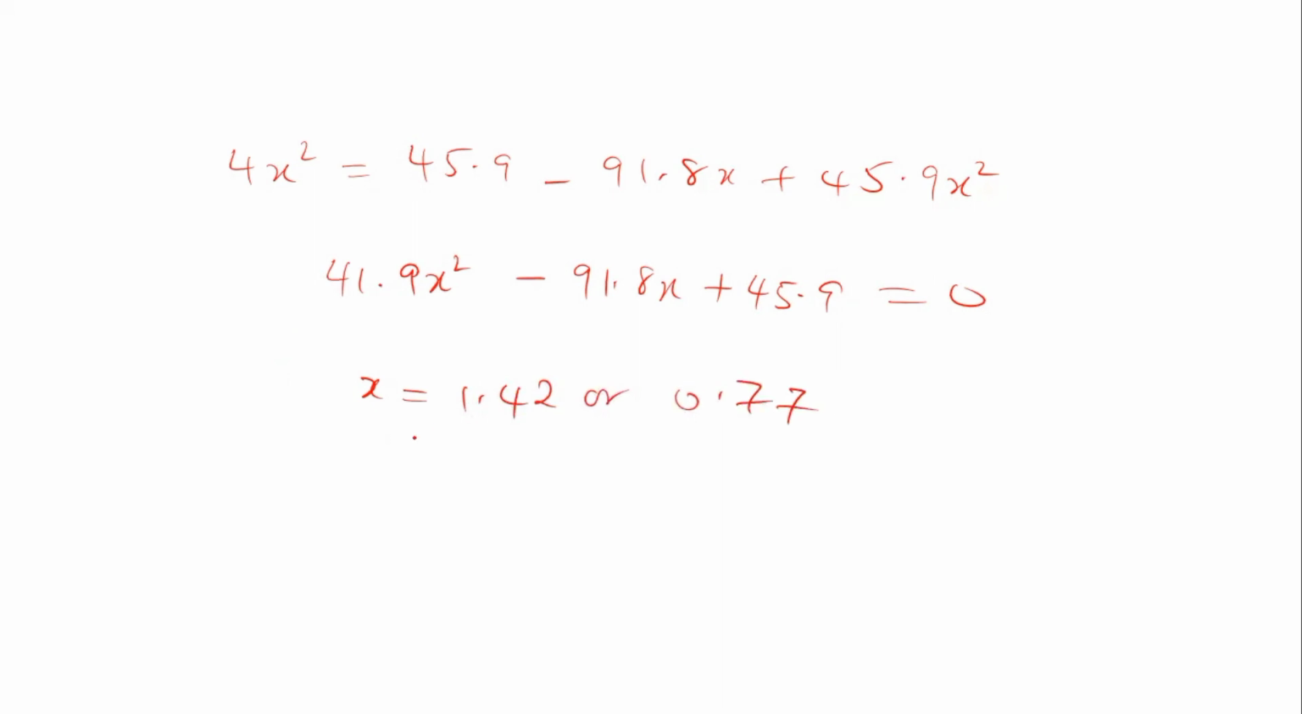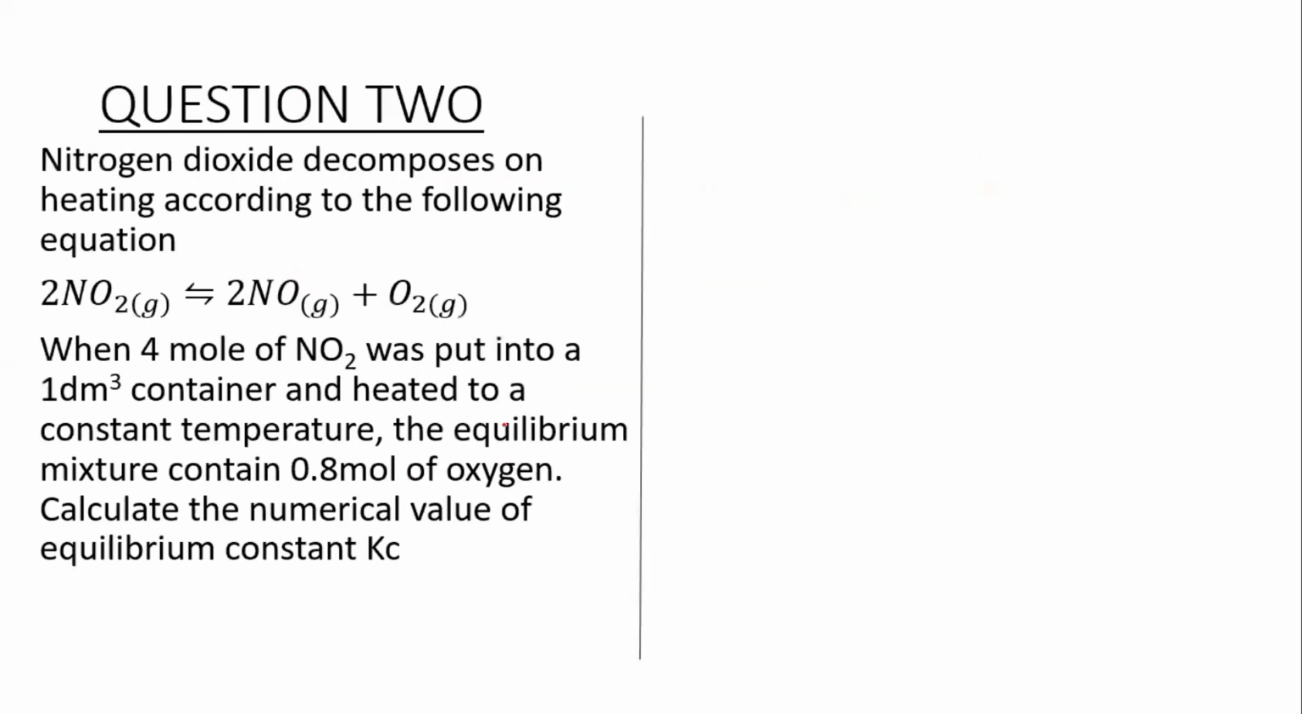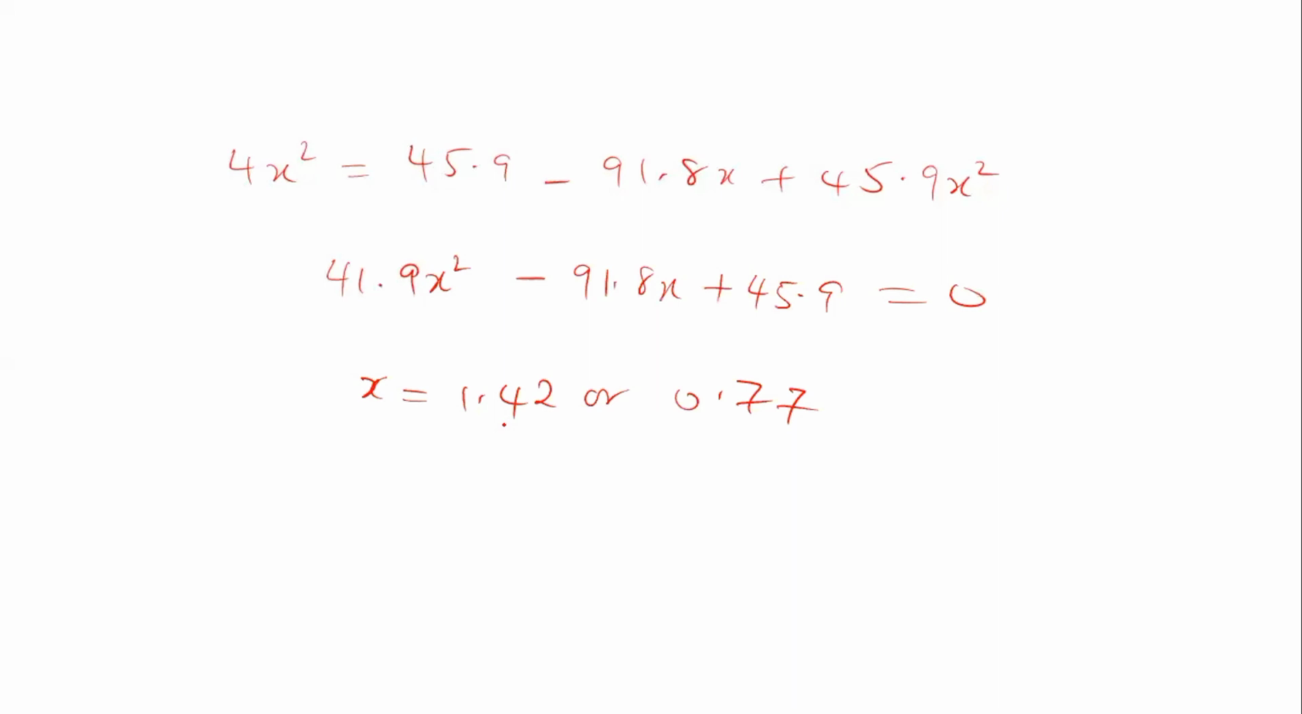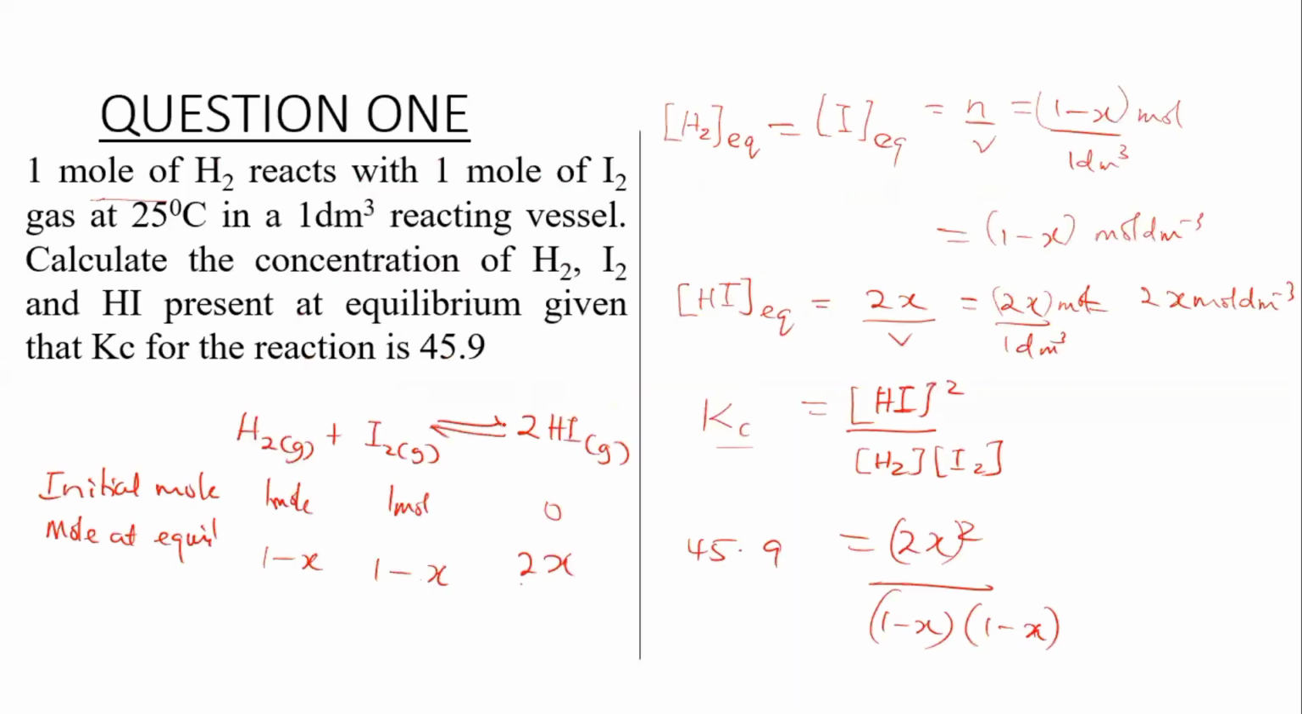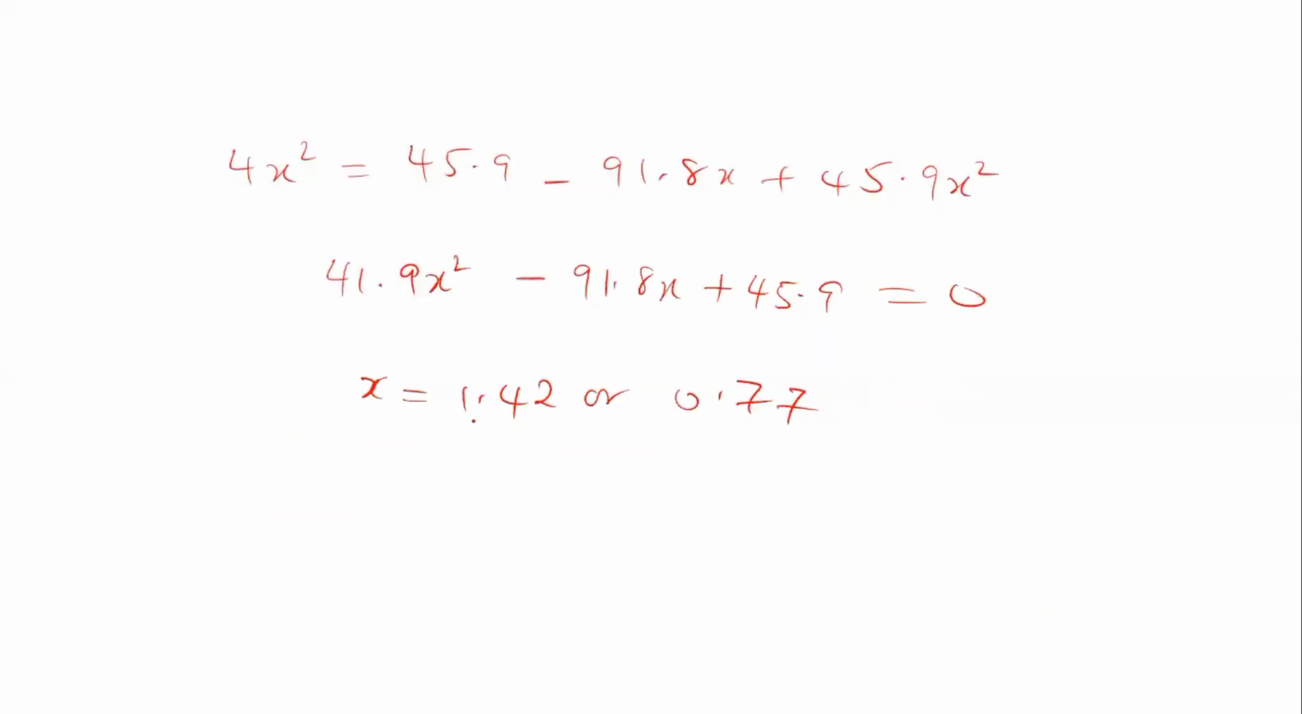Now, which of them is going to be the correct answer? Which of them are we going to pick? Now, we see that the initial mole of hydrogen gas is 1. So the x we're going to pick must not be greater than the initial mole of the reactant. So this x, 1.42, cannot be x. So therefore, x is going to be 0.77.